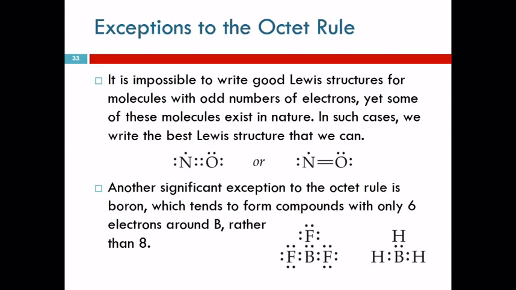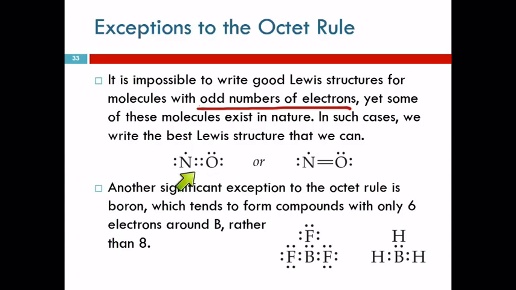Of course, there has to be an exception to the octet rule. There's actually several. There are some molecules that have an odd number of electrons. So if you have a molecule with an odd number of electrons, you cannot write a Lewis structure that obeys the octet rule because the octet rule is based on pairs. Each pair of electrons is a bond, and the lone pairs are pairs. And so if you have an odd number, it's just not going to work. Here's an example.